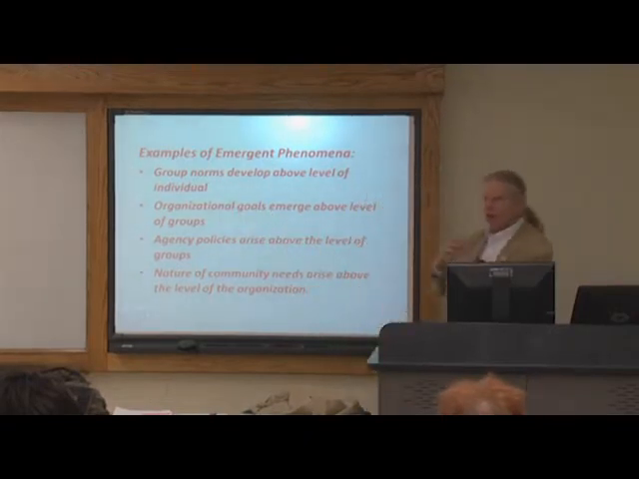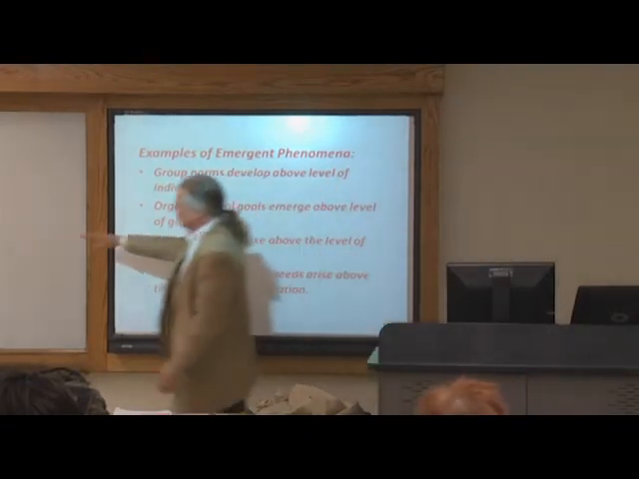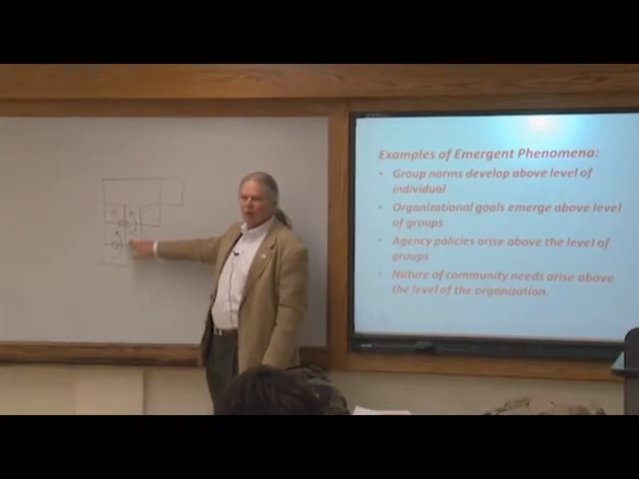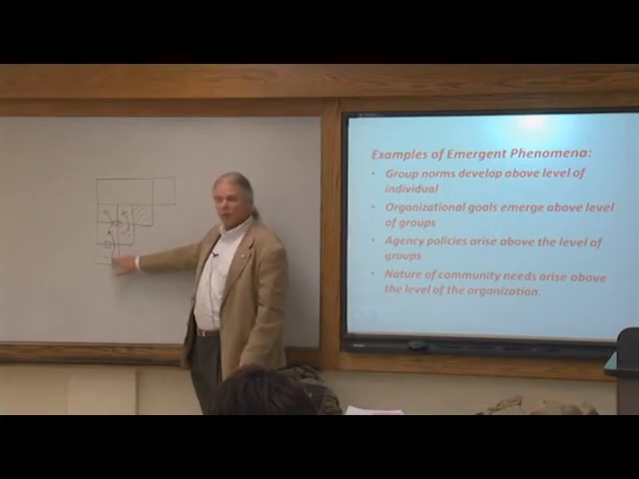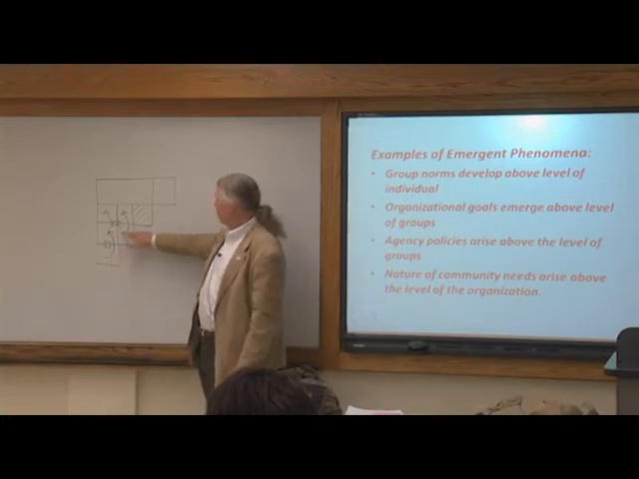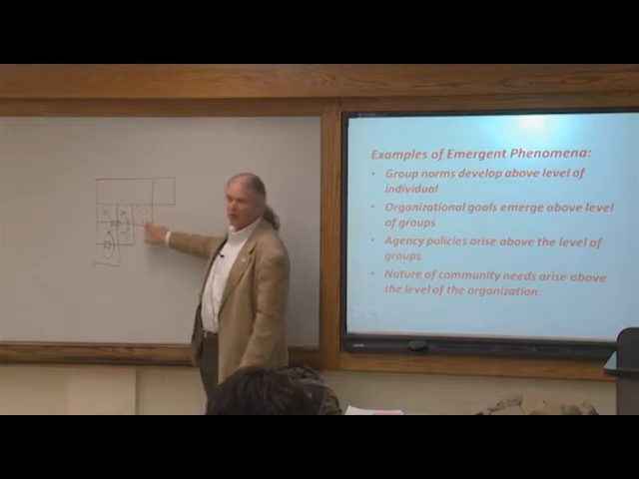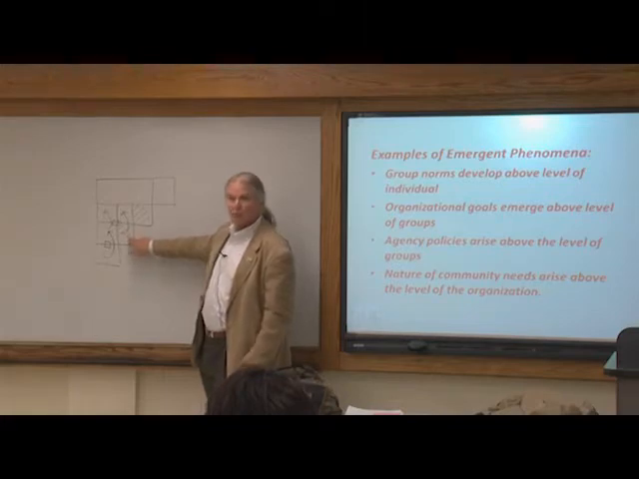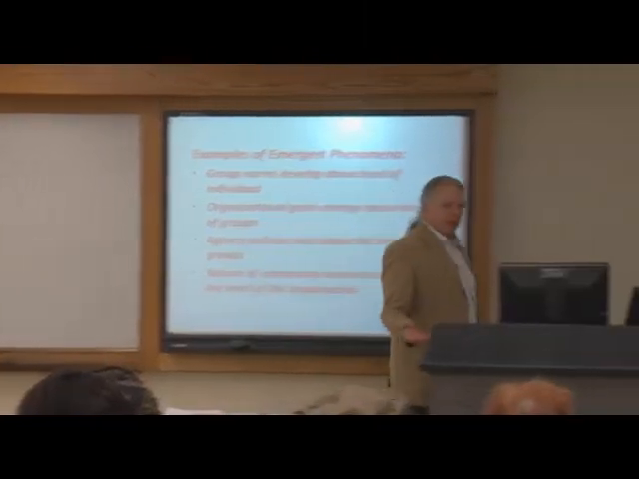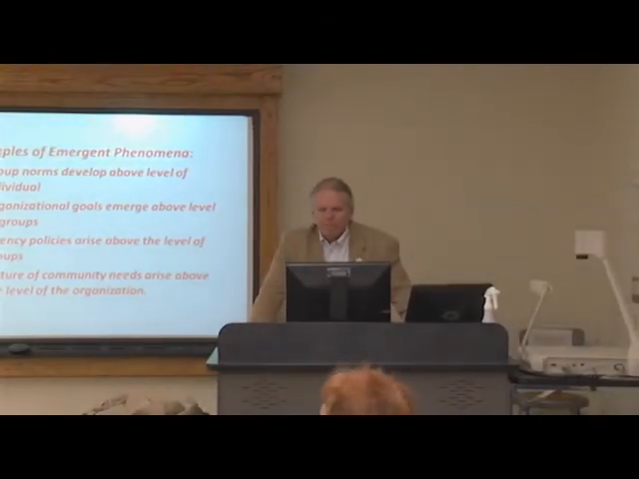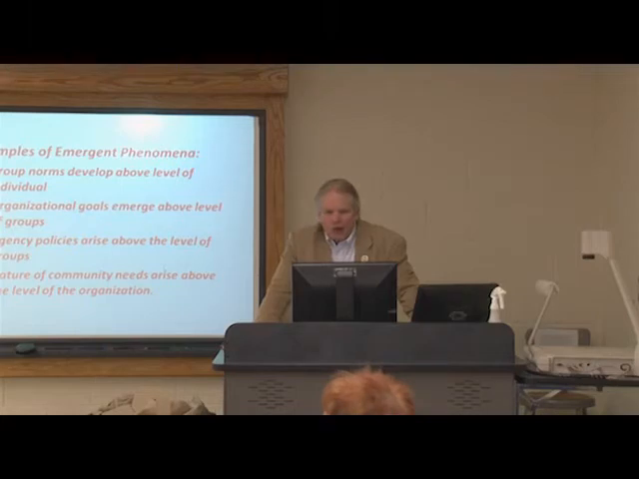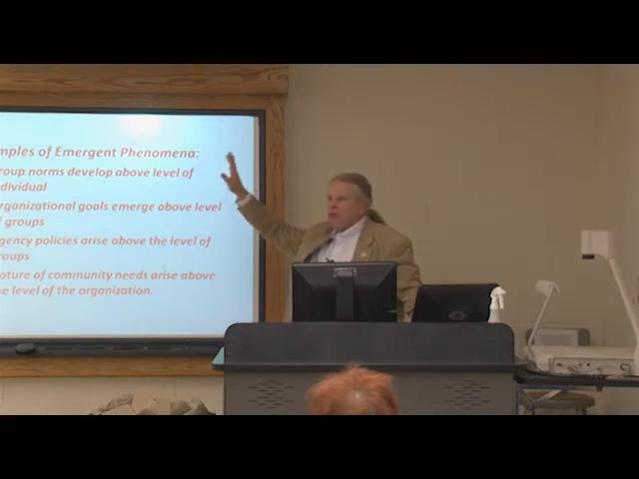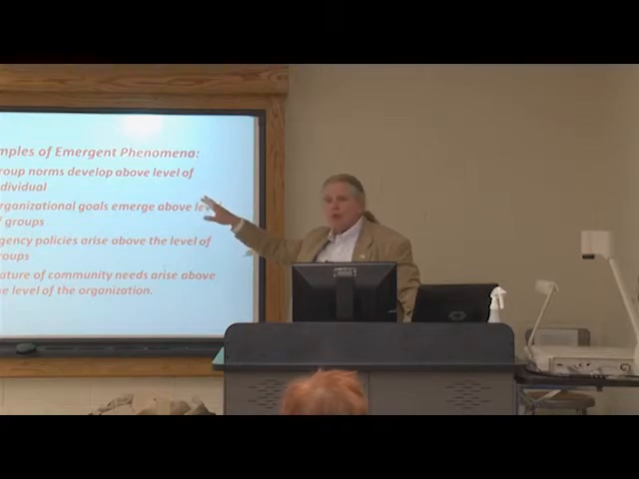Organizational goals emerge above the level of groups. At this level, it's entirely appropriate for us to talk about group norms in a way that wasn't when we were here. But as we move up, we understand that there are formal organizational goals that don't apply at the level of synthesis here. Agency policies arise above the level of groups as well. The nature of the community needs rise above the level of the organization. Those are just examples of when you move up into more inclusive systems, there are things that are important to consider that aren't available to you before that point in time.